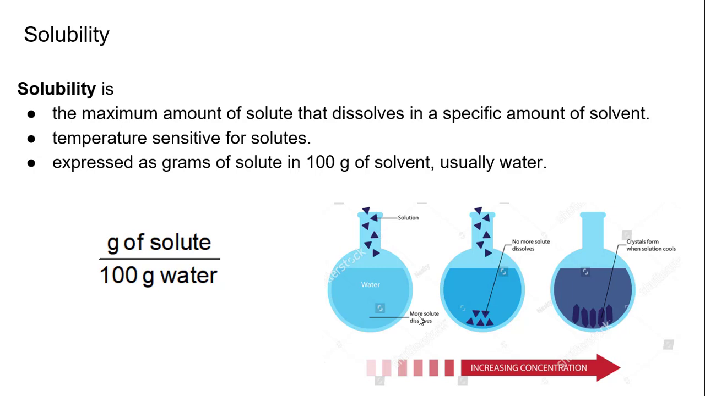And this is expressed as grams of solute in 100 grams of solvent, usually water. So when we talk about it, it's usually water, and it's based on 100 grams, which means you have 100 grams of water, and how many grams of solute can handle being soluble in 100 grams of water.